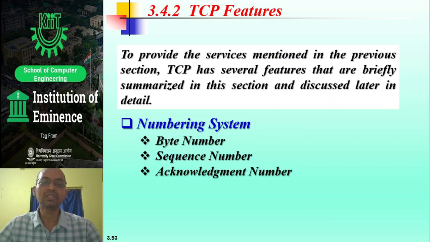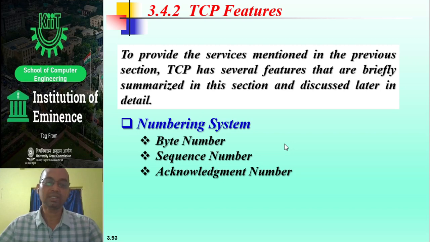The first one is called the numbering system. It uses a sequence numbering concept, that is called a byte number. All the addresses are assigned to bytes. That means the sequence number of a packet determines the address of the first byte of that packet. Typically the sequence number of the TCP is 32 bit. It is kept large so that at any instant of time there cannot be a duplicate message in the window. That is the logic behind it.